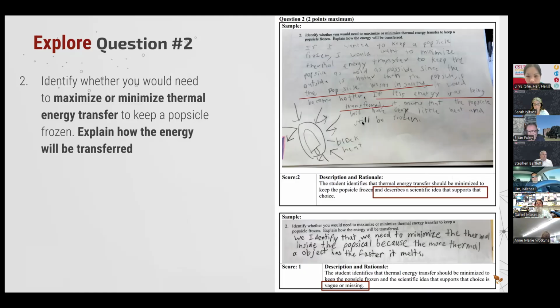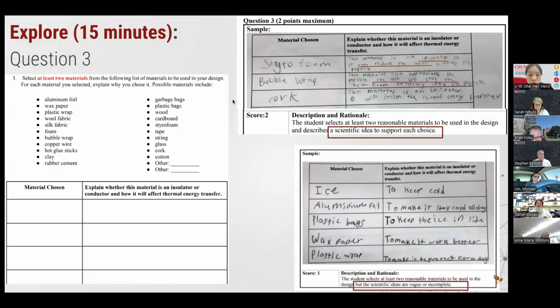And so the one on the top draws a little model. It's not complicated, but it's a good model to explain how something can block the heat, right? Material perhaps that keeps the popsicle frozen, right? So with some very detailed explanation also to support that plan. So that is for explore.